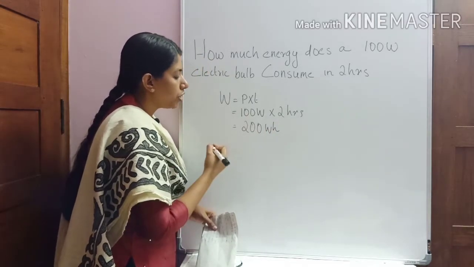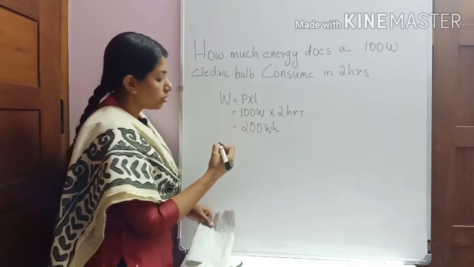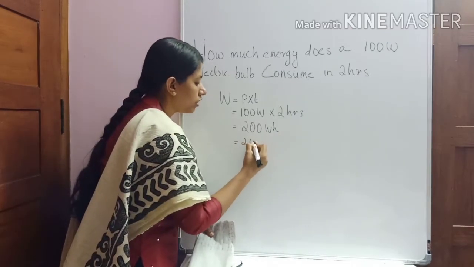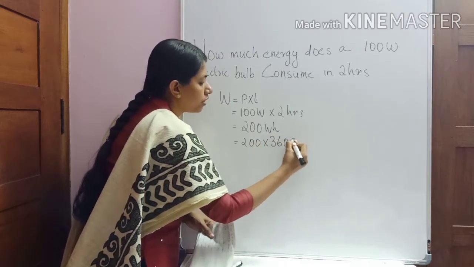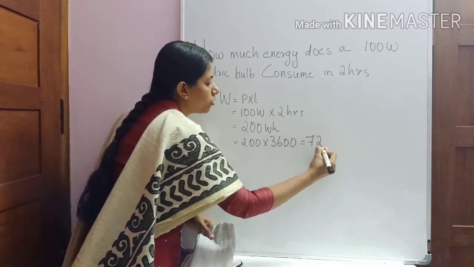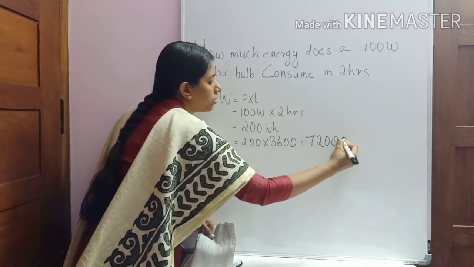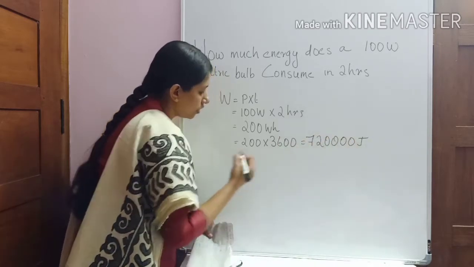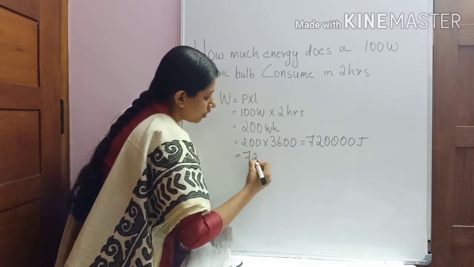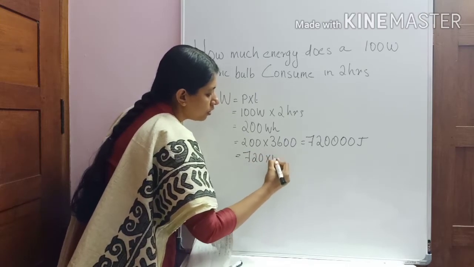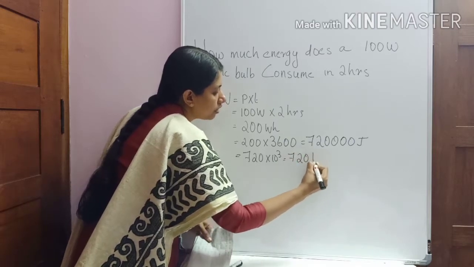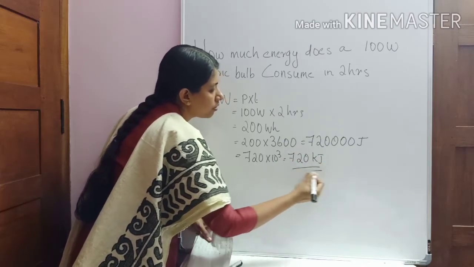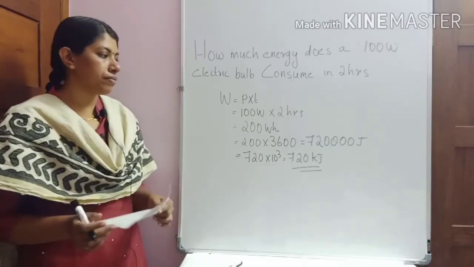If you want to convert this into joules, what will you do? 200 into 3600, that is 720000 joule, and this will be equal to 720 into 10 raised to 3, that is equal to 720 kilojoules. This will be the answer.